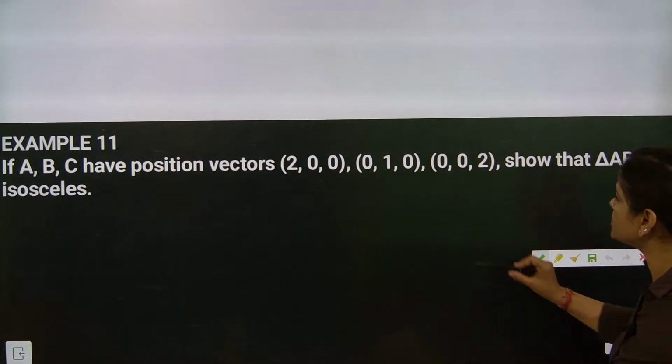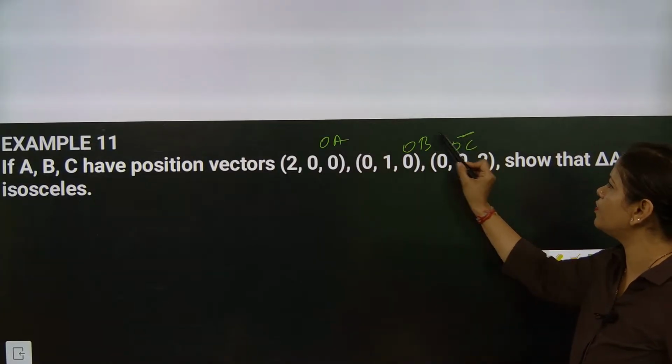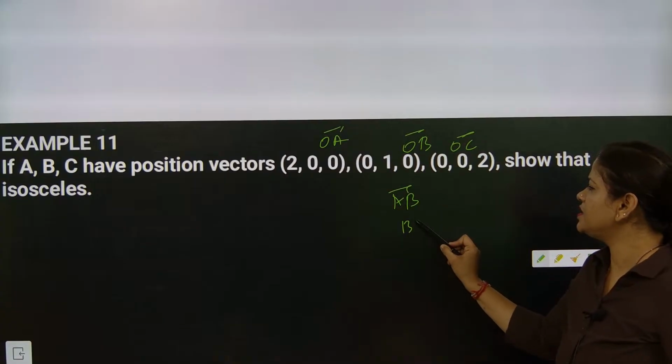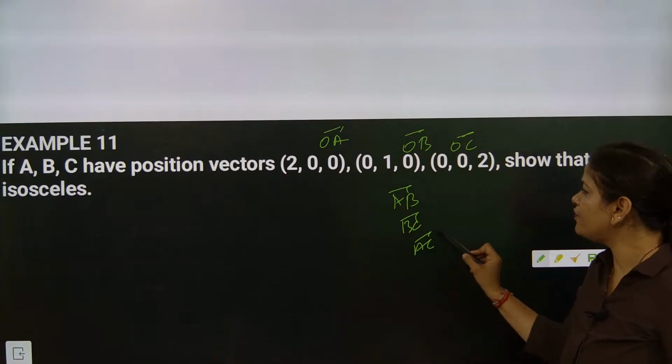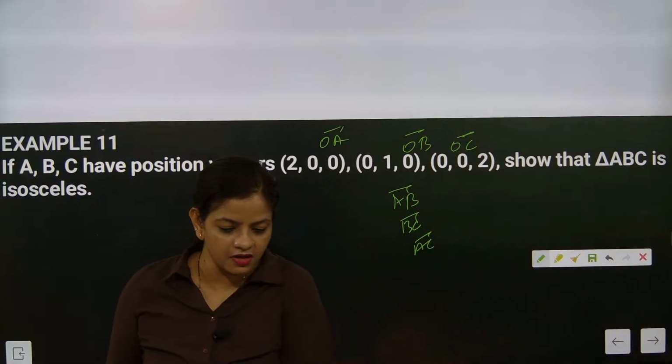All important questions like this will become OA, this will become OB, and this will become OC. You only have to find AB, BC, and AC, and if two sides' magnitudes are equal, that means it is an isosceles triangle.